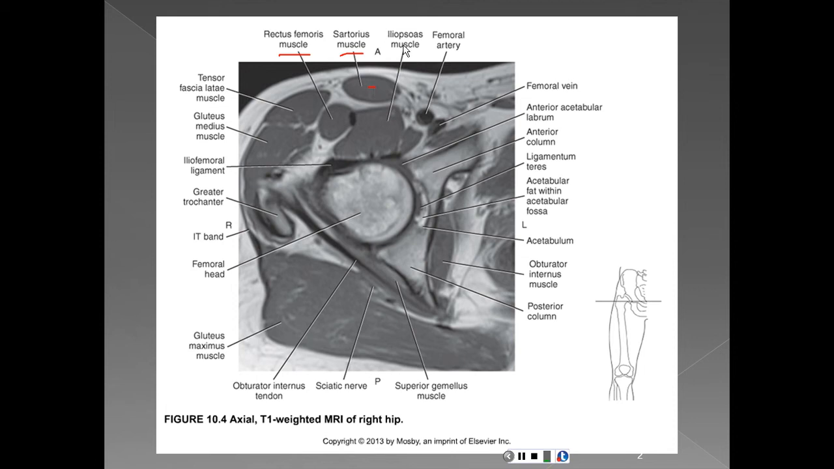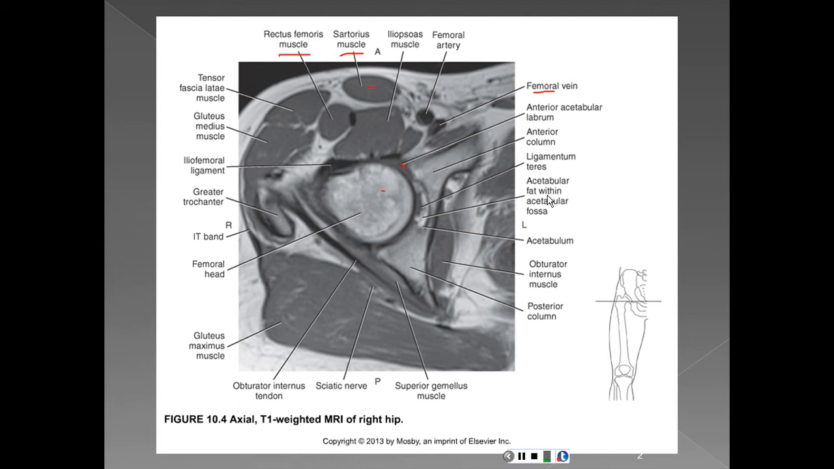The iliopsoas muscle. So this muscle originates from the psoas muscle of the lower back, femoral artery, the femoral vein, the anterior acetabular labrum, right? The little cushion between the acetabulum, the bones of the pelvis, this is the pubis bone, ischium, head of the femur right there. So that's the labrum of the acetabulum.